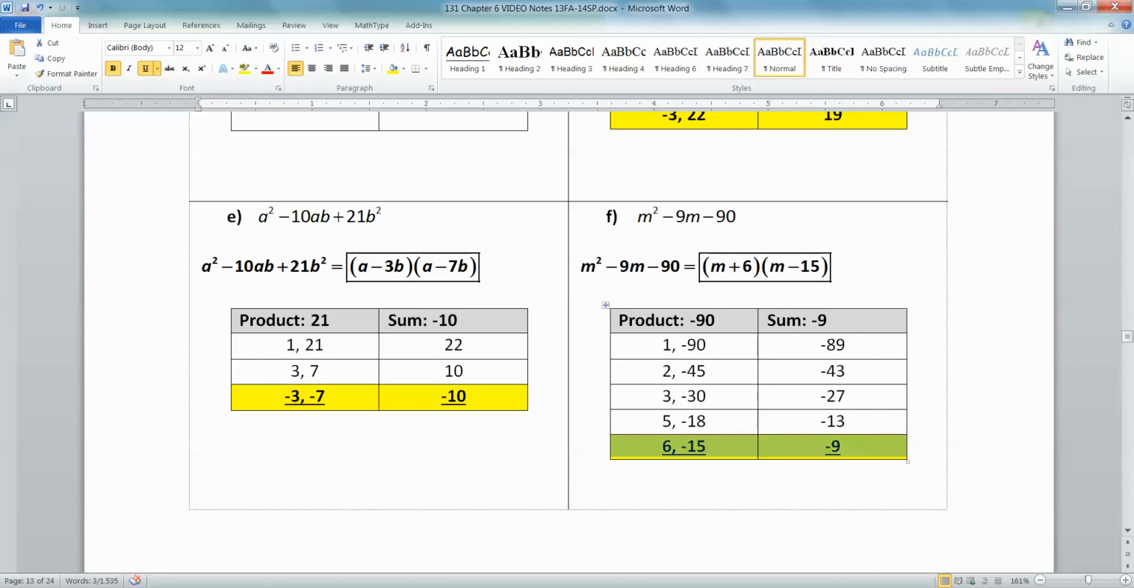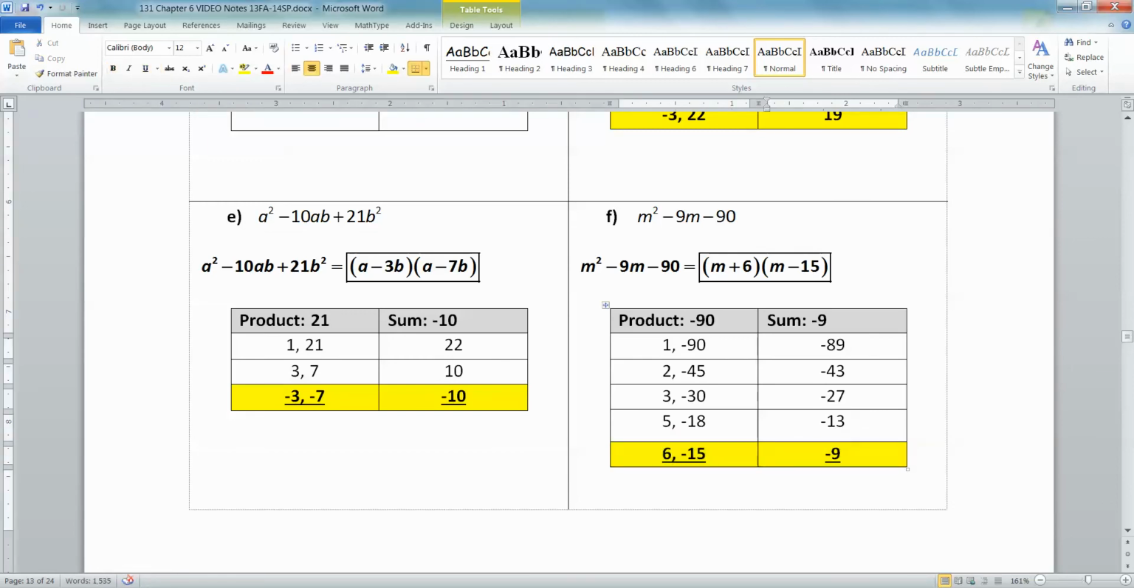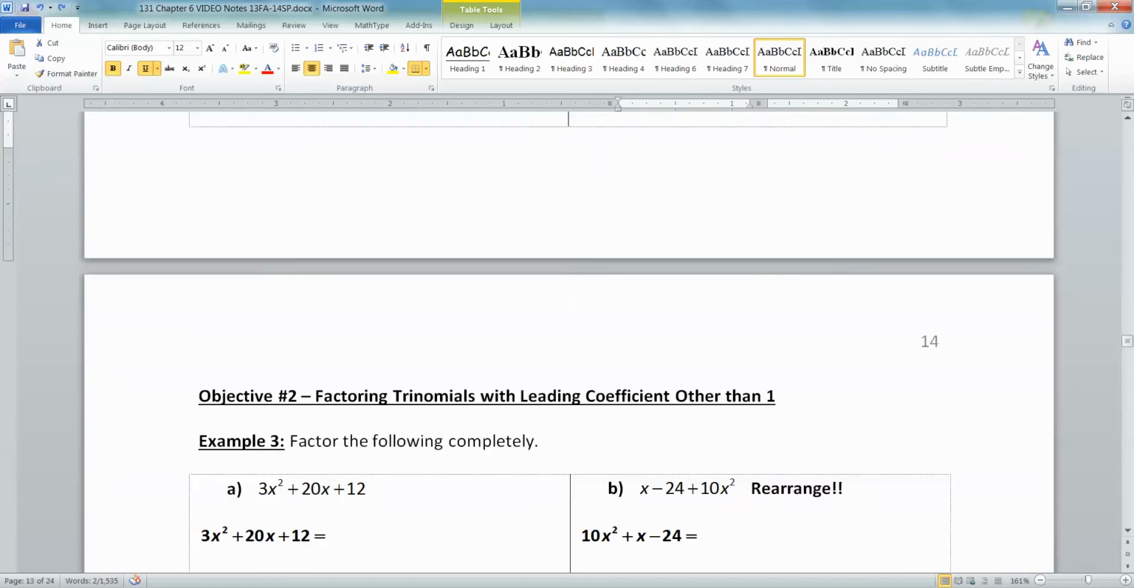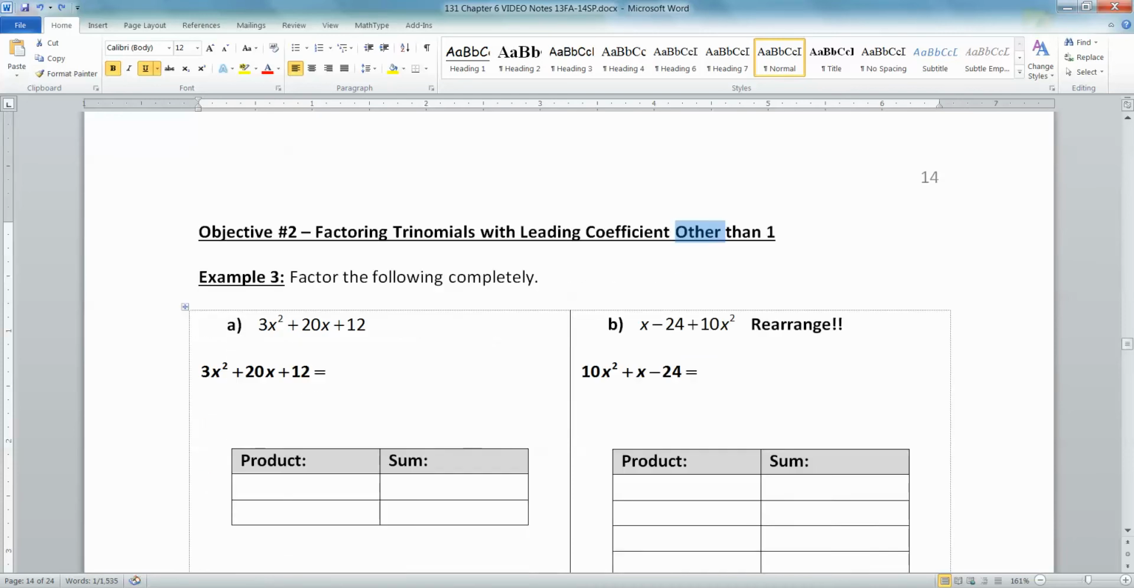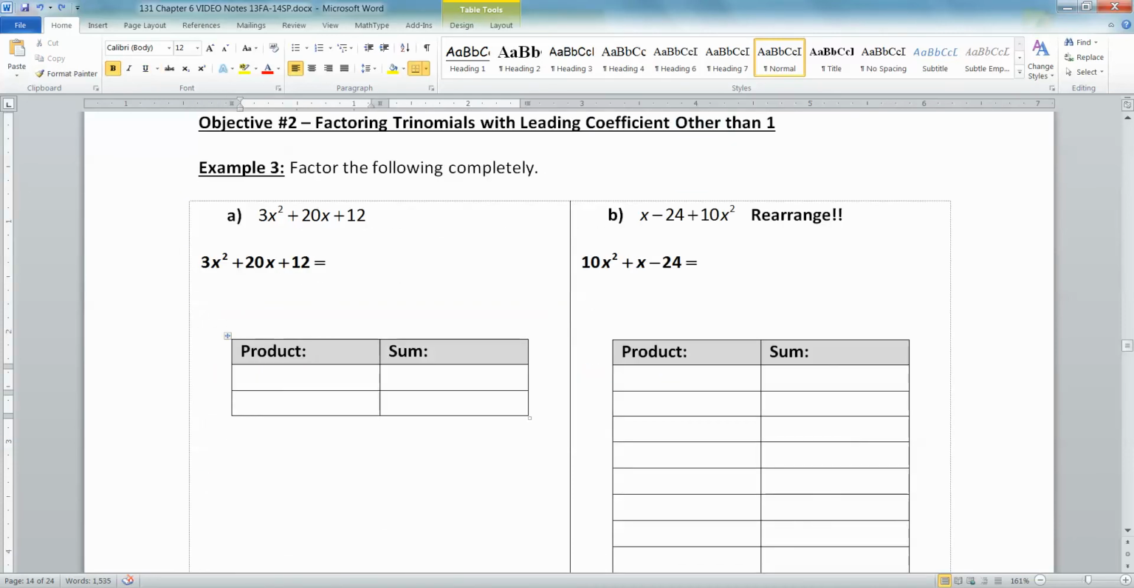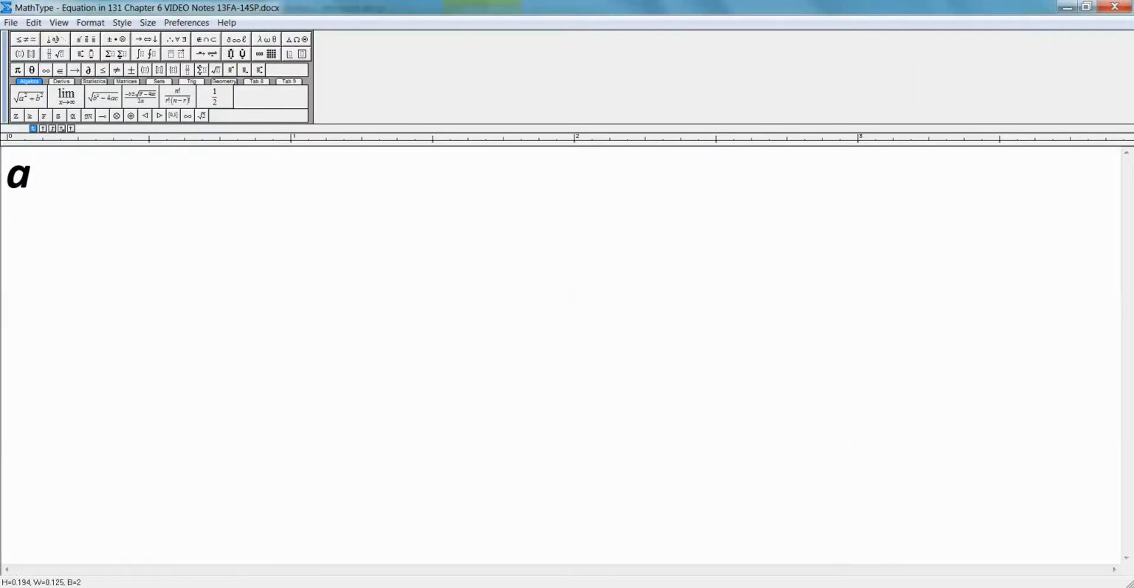You just find the two numbers that multiply to your last number but add up to your middle number, and then you put them in the parentheses and you're done. Simple. But what if it's not 1? What if it's other than 1? That's much, much trickier. All right, so what you're going to need to do is, it doesn't multiply to 12 and add to 20. What you do is a times c. Right? So a times c.